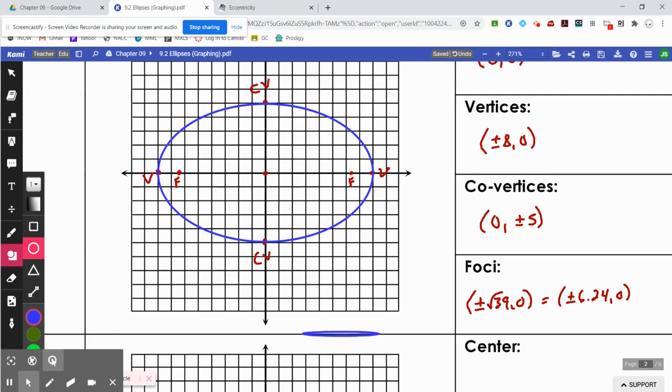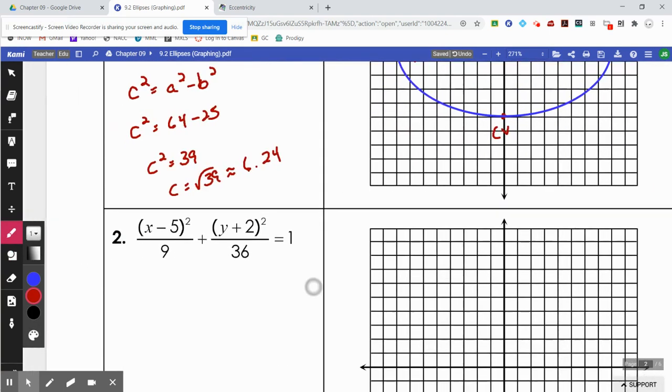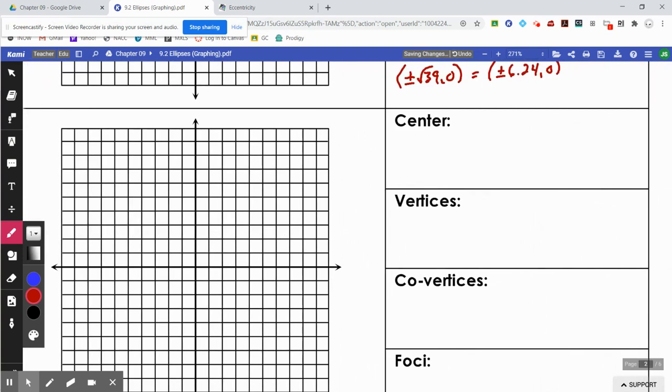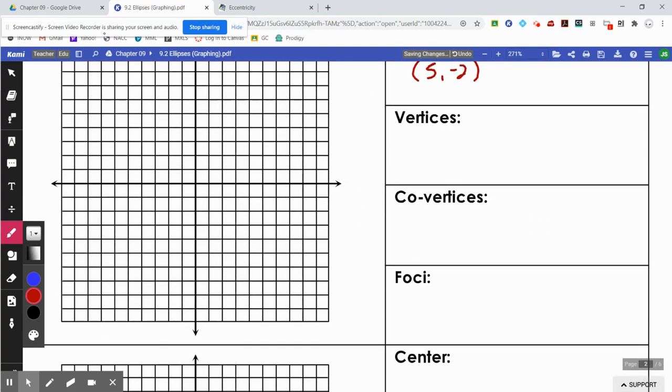Okay, the next one. Let me erase that. There we go. Number 2. Again, first step, let's identify our center. Right 5, down 2, so the center is located at (5, -2). Let's go ahead and plot that point.